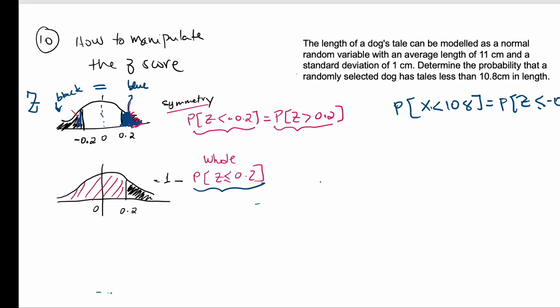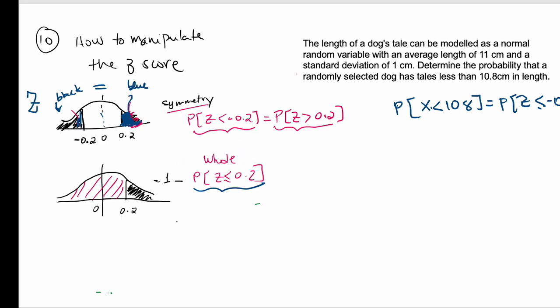Would this property help us? Like, could I go to the table and look at it directly? No, because the table never gives me a probability of z being greater than. Okay, so this is a property, and sometimes it will be useful, not in this exercise.